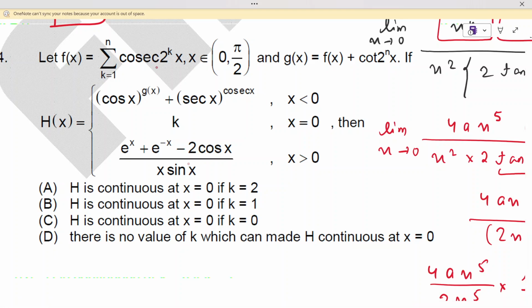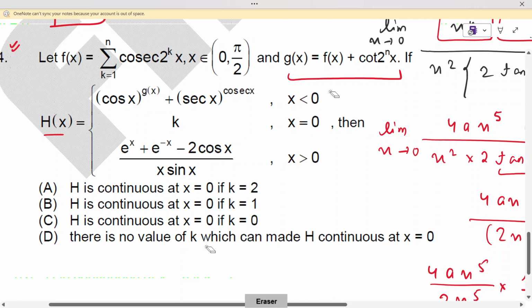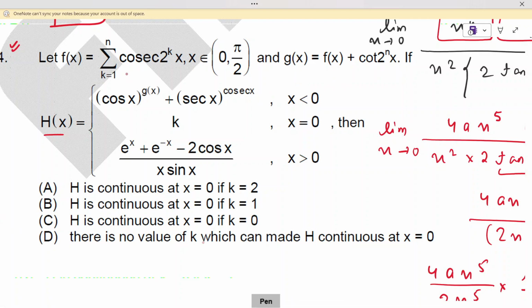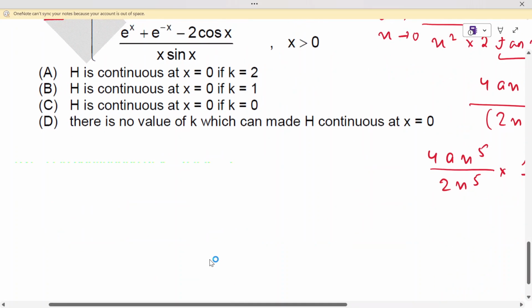It says f(x) equals cosec 2 to the power kx, and g(x) is defined as f(x) plus cot 2 to the power nx. So this way we are defining, that's fine. First thing is how we can simplify this f(x), and g(x) is defined in terms of h(x). I mean h(x) is defined in terms of g(x) and all. So first let us try to solve for g(x), right? Fine. So f(x) is written as cosec 2 to the power kx. Let us try to figure out what is there.